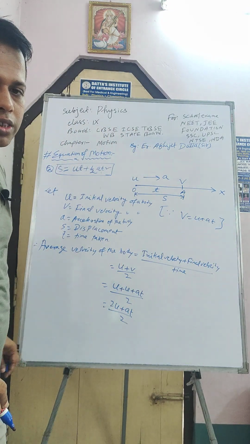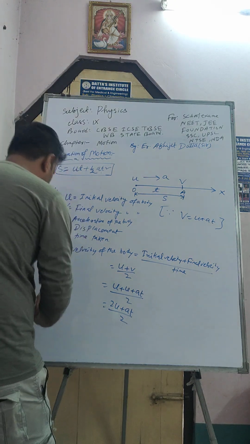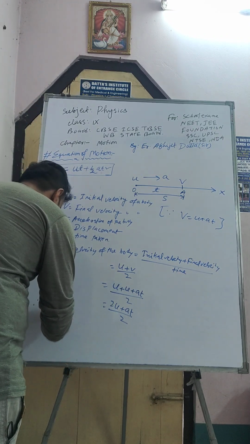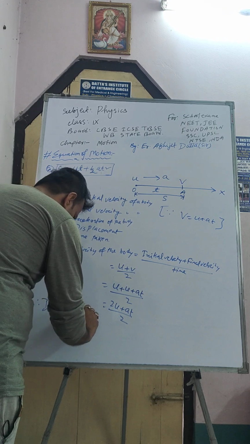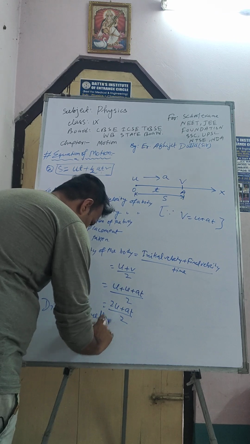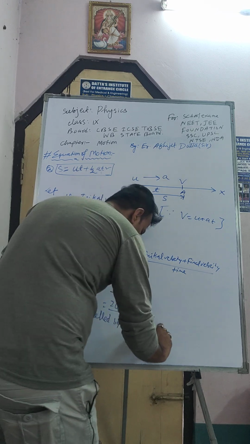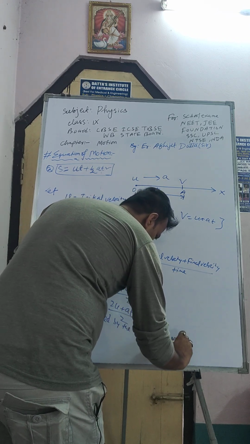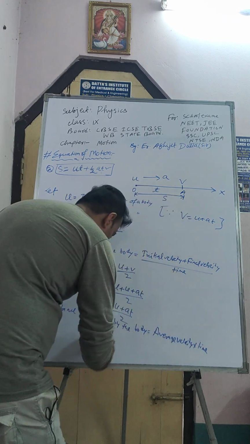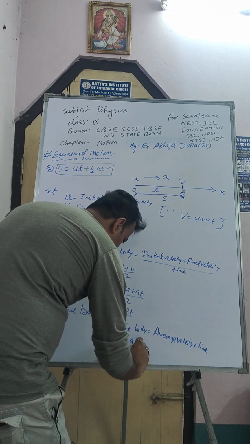We know from the first equation of motion, v equal to u plus at. Next one is distance. Therefore, the distance traveled by the body is equal to average velocity into time. So distance s is equal to average velocity, which is (2u plus at) by 2, into t.